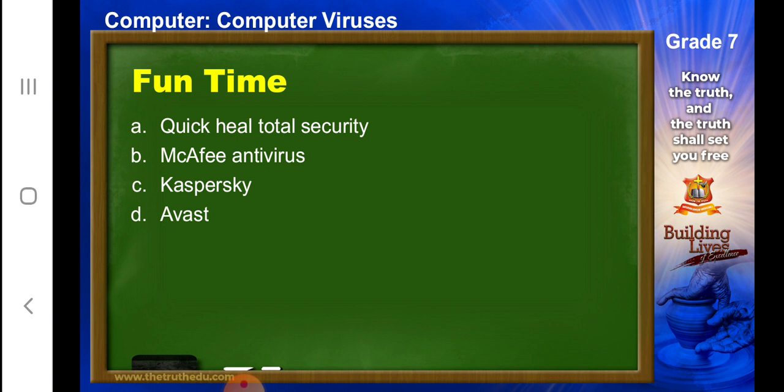Moving to the next one, we will move to the fun time, which is on page number 124. The question is: identify the following antivirus programs and write their names. The first one is Quick Heal Total Security. The second one is McAfee Antivirus. The third one is Kaspersky, and the last one is Avast. Remember, the Avast logo, written as AVAST, has an exclamation mark at the end of it. That is not an I, it is Avast with an exclamation mark. So if you're writing it, you can add an exclamation mark to it.